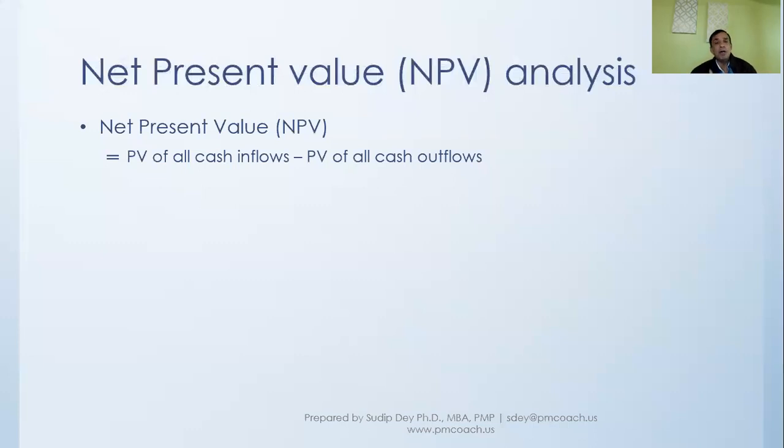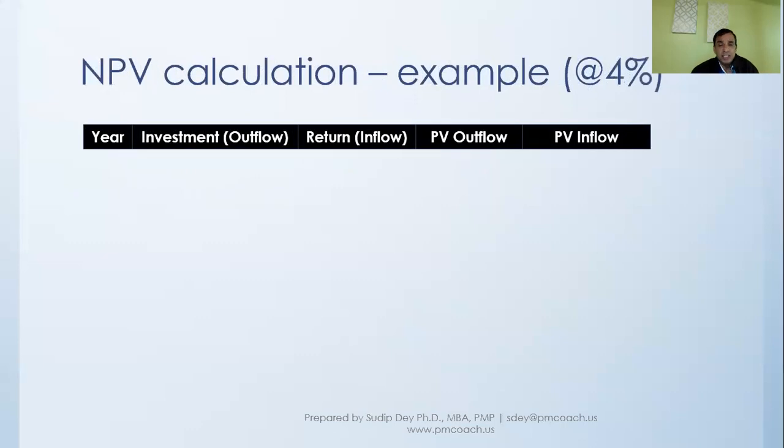So if there are multiple cash inflows and outflows that come today, then when you sum that up, cash inflows minus cash outflows, you get the net present value. And of course, the higher the net present value, that is, the more the inflows, the better it is. Now let's take an example.